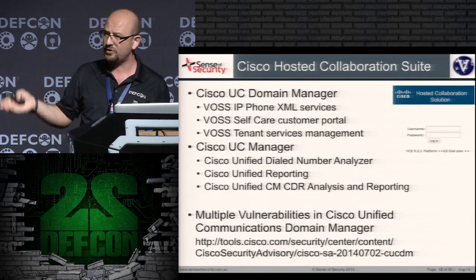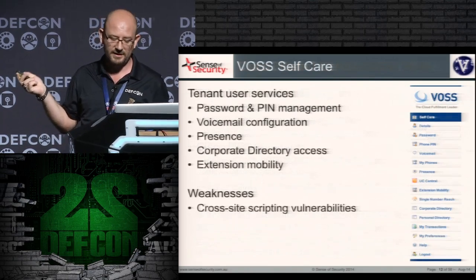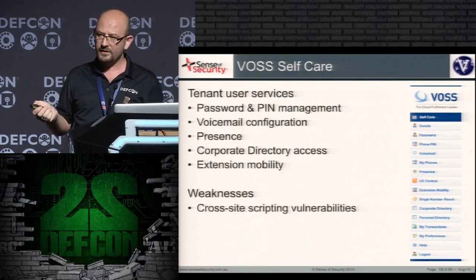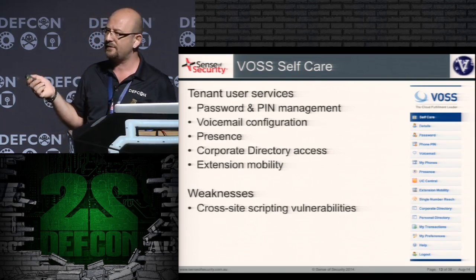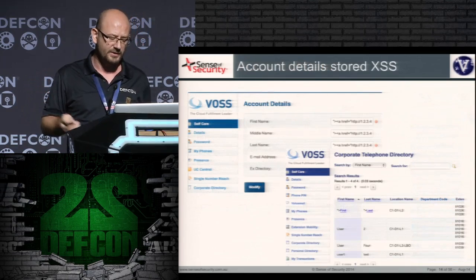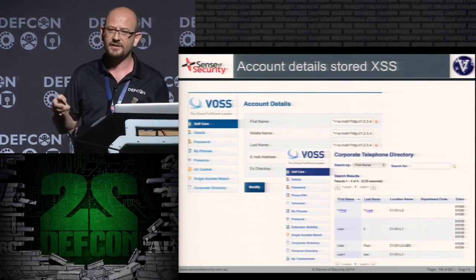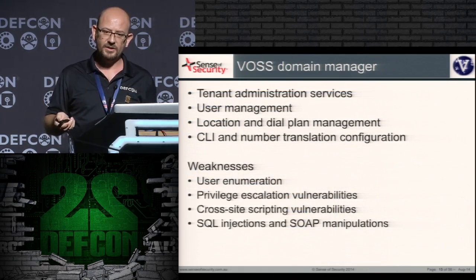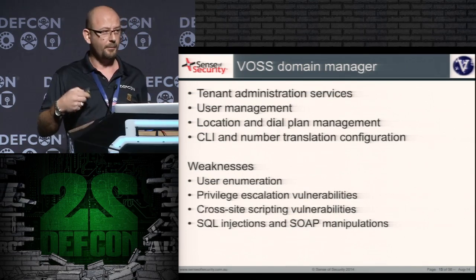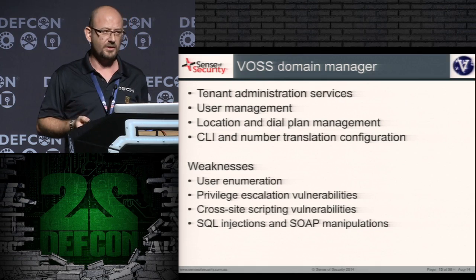Cisco Unified Communication Domain Manager is also vulnerable to embedded secure shell keys. VoIP Self-Care is a basic client platform, and this platform contains some cross-site scripting vulnerabilities, and yeah, they are stored cross-site scripting vulnerabilities, and you can affect other users of the same tenant. But Domain Manager, actually the management services for tenant, is a good attack surface for us.